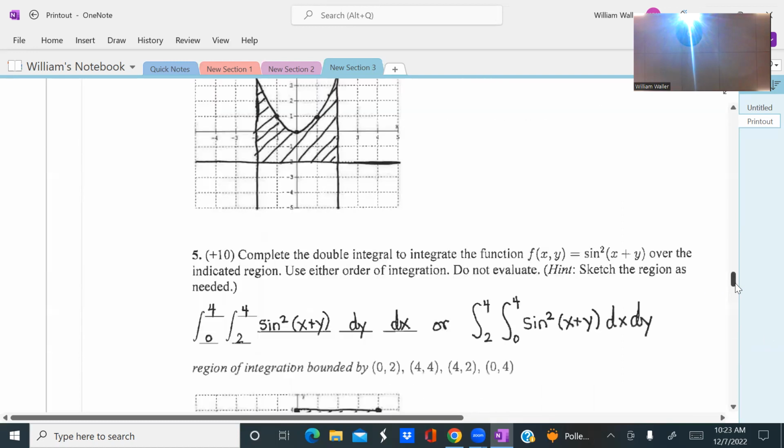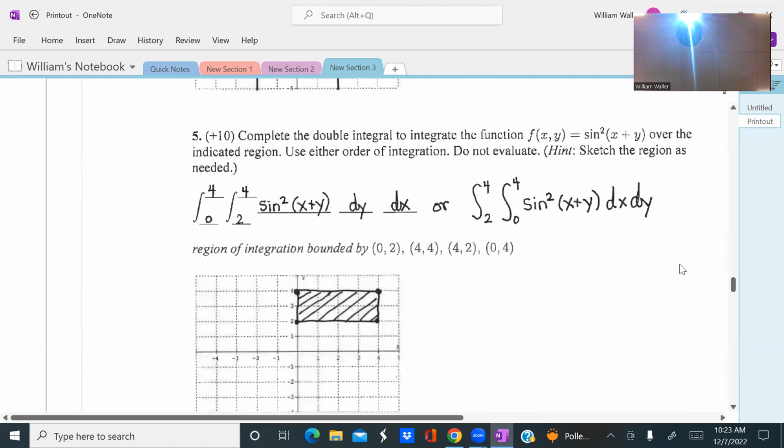Okay. Well, let's look at number 5 then. Similar to this, right? Here the region is described in words for us. So let's draw a picture of that and then see if we can set up this double integral to match that region, okay? Because what we want to do is integrate this function, sine squared x plus y, over this region that's described to us.